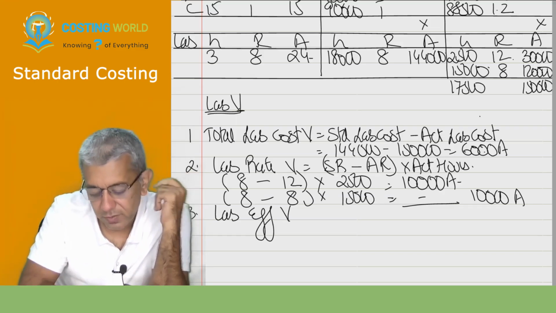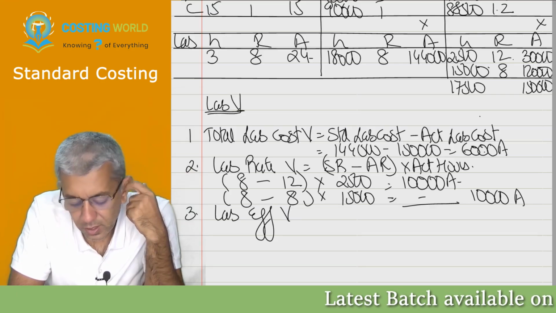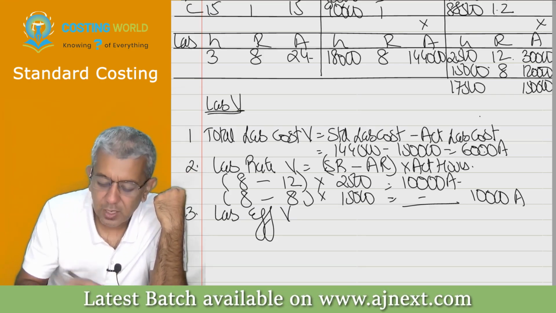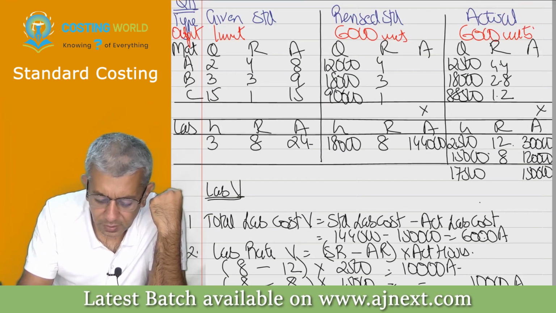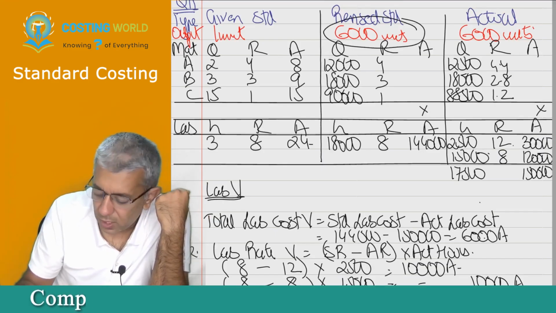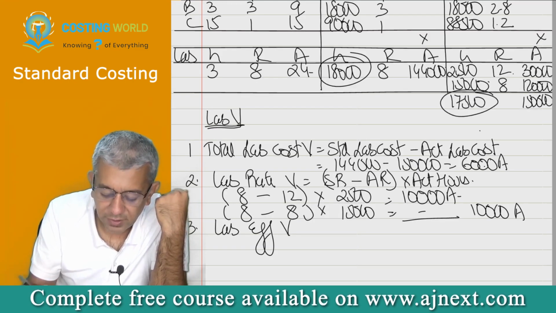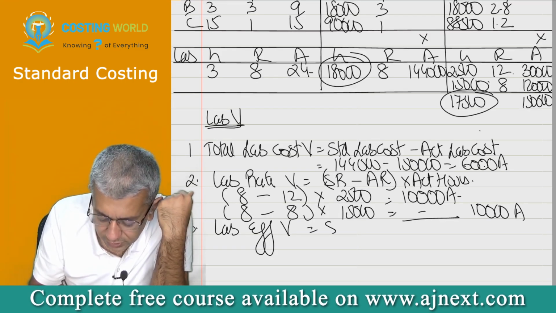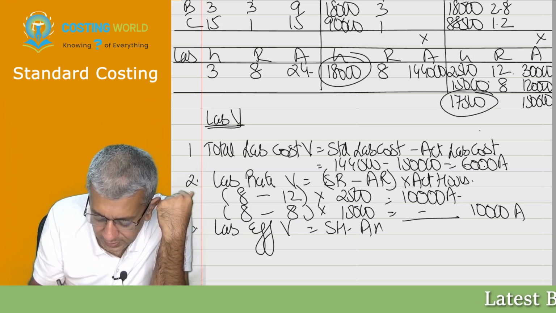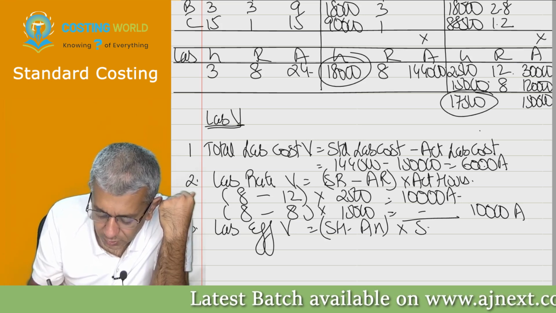labor efficiency variance. Now, how do we all compute labor efficiency variance? Sir, for 6,000 units, how many hours should we have taken? 18,000. How many hours did we take? 17,500. Okay, so therefore, standard hours minus actual hours into standard rate.